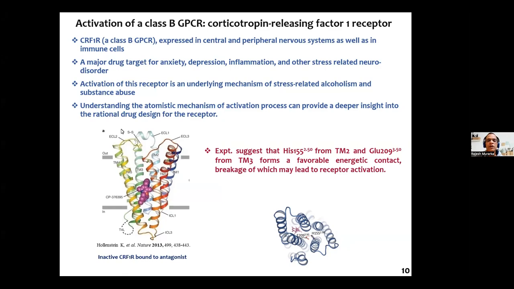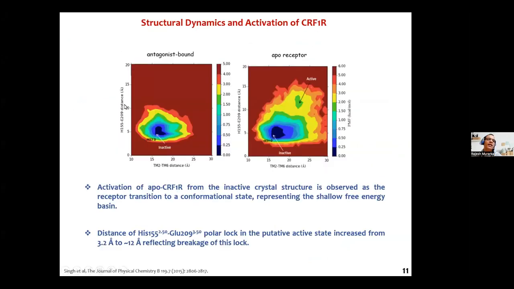So knowing these two facts, for both the antagonist-bound receptor and the APO receptor, we used as an order parameter the distance between the transmembrane 2 histidine and glutamate 209 residues, because that's what they suggested experimentally. And another order parameter we used is the TM2-TM6 distance. That means the transmembrane 2, transmembrane 6 helix distance at the intracellular part of the receptor. Why this distance? Because this distance will show the outward displacement of TM6, which is a hallmark of GPCR activation.